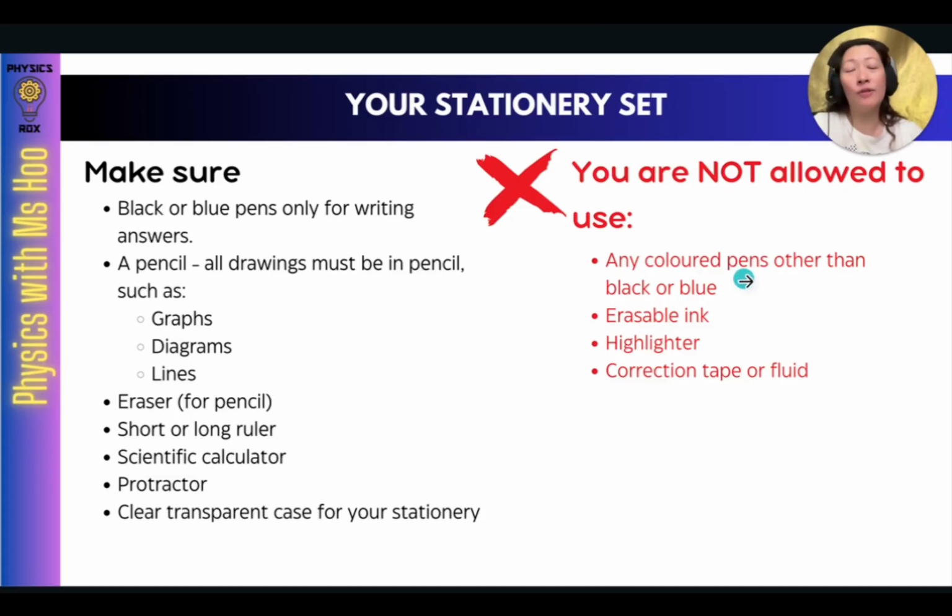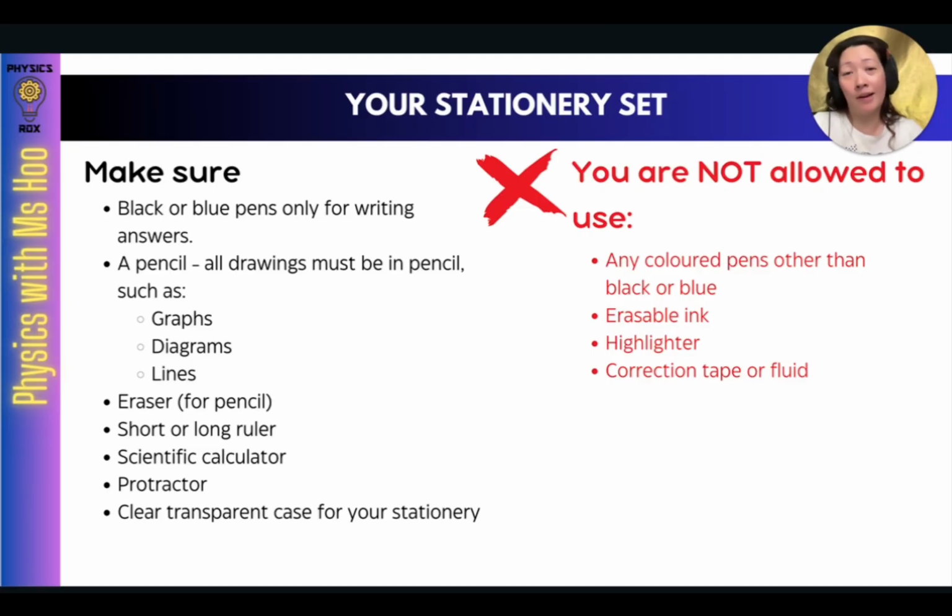Now, you're not allowed to use a highlighter in your examination paper, and you also cannot use any correction tape or fluid. For the highlighter and correction tape or fluid, this is also already mentioned in the instructions on the cover of the examination paper. If you're thinking, how do we make a correction if you made a mistake in your answers? All you do is you take your pen, just put a line through the answer you have made, and rewrite your answer at the side.